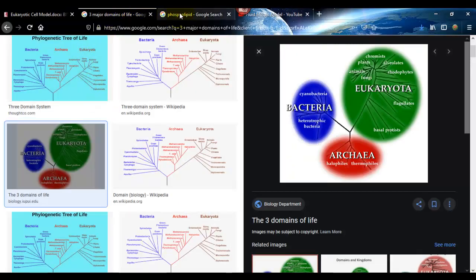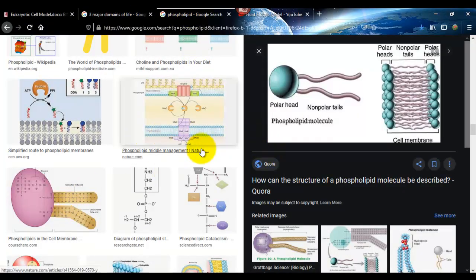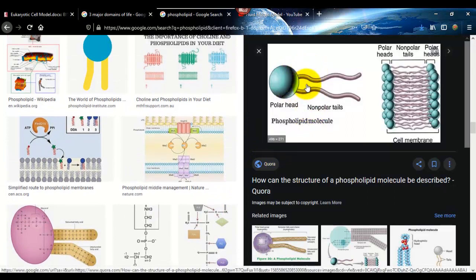What I was going to say, there are all kinds of pictures I could have picked, but here is what is called a phospholipid.